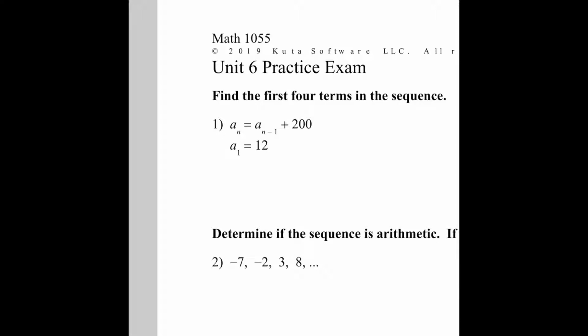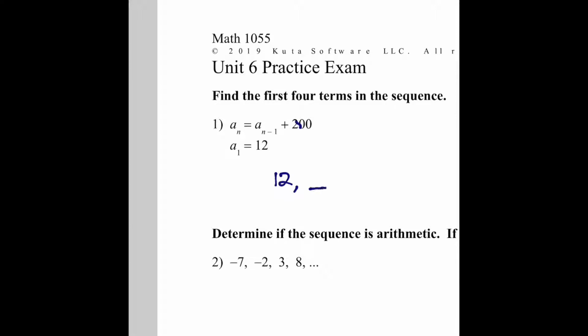A sub n and a sub n minus 1 are successive terms. This is the term in front of that one, which makes this a recursive formula. And in order to use a recursive formula, you have to know where to start, and it tells us to start with 12. So 12 is the first term, and according to this recursive formula, the next term, which is a sub n, is equal to the previous term plus 200.